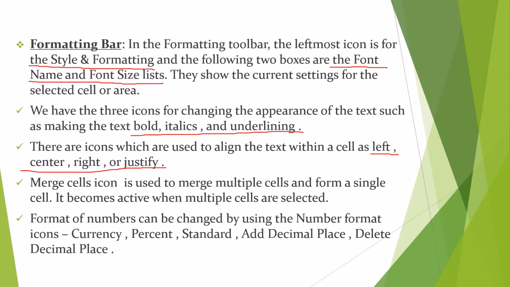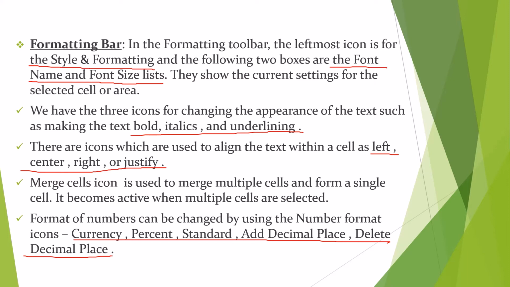So whenever you select multiple cells, then you can activate this option. Next is format of numbers can be changed by using the number format icons. As we are talking about the formatting bar in which we can do formatting, so we can also format numbers by using the number format icon, and it displays the options currency, percent, standard, add decimal place, delete decimal place. We can change the number format like this.